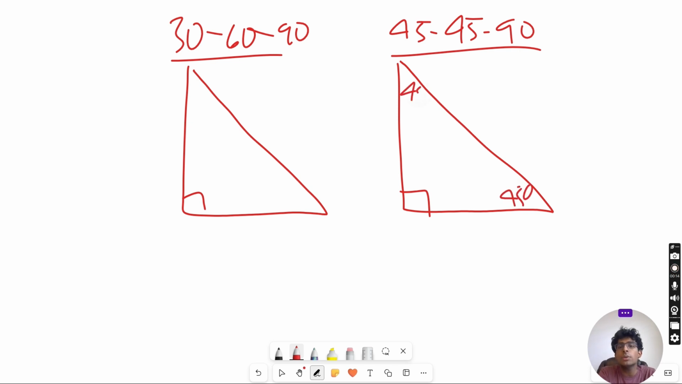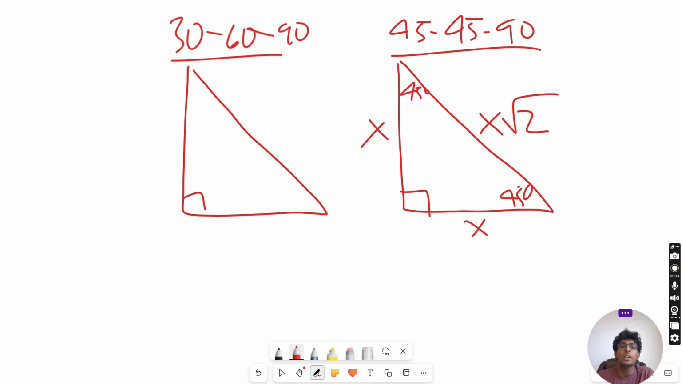Since your angles are equal to each other, both your legs are going to be x, because the angle is dictating the side that's opposite from it. So you have both x, and your hypotenuse would be x root 2. If you were to do Pythagorean theorem, it'd basically be x squared plus x squared equals c squared, where c squared would be 2x squared. You take the square root, you get x root 2.